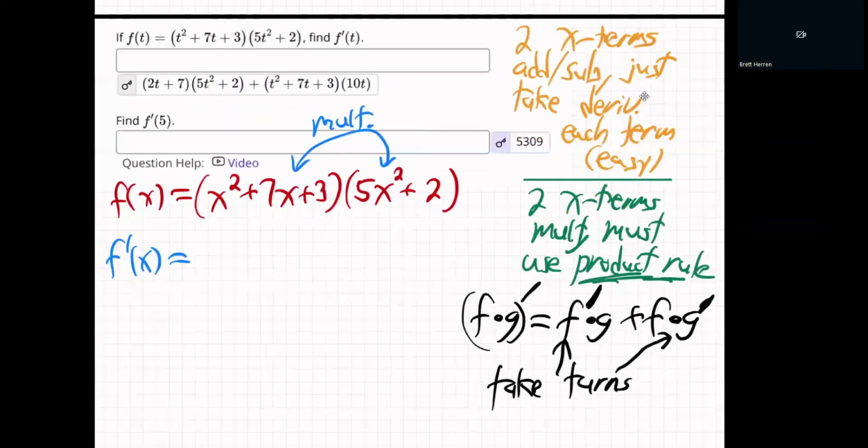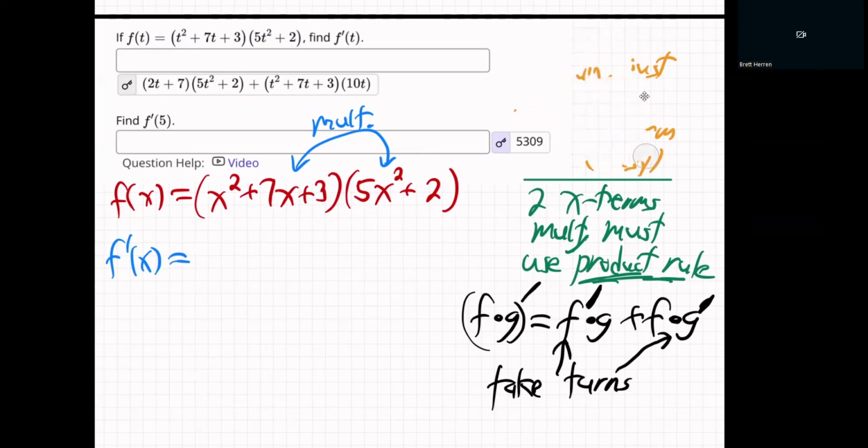Is that making sense? So again, if you have two x terms, let me say that better. I don't like what I said. Two functions of x. That's what I should have said. I should just write it out.